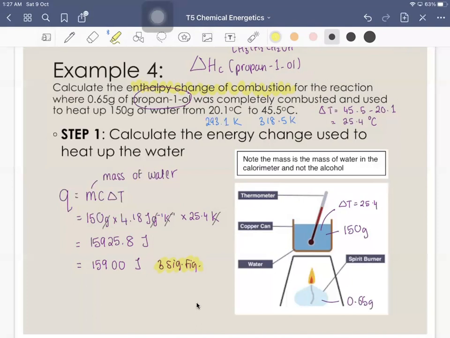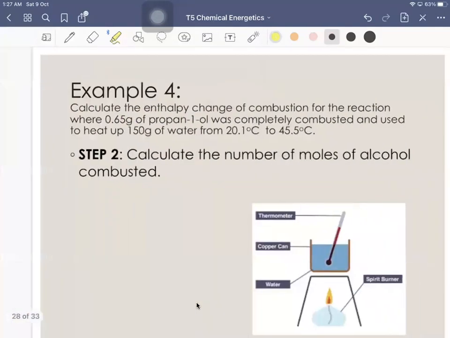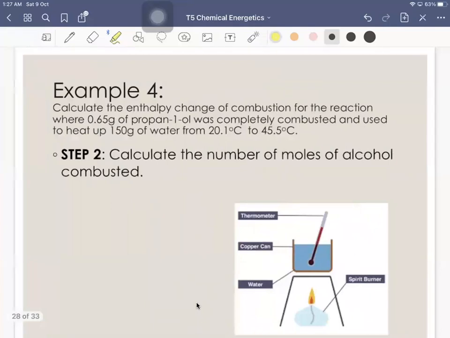So please take note that the mass here is of the water and not of the alcohol. Okay, next. Calculate the number of moles of alcohol combusted. That's quite clear in the steps. Number of moles of propanol is equal to mass over Mr.